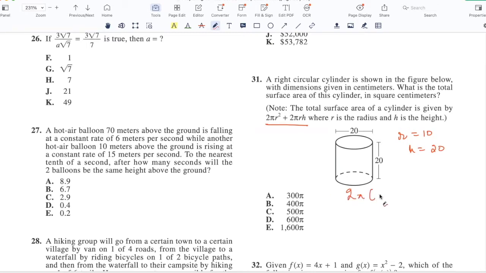So 2 pi r squared would be 200 pi, plus 2 pi times 10 times 20, so 400 pi. So that's 600 pi, option D.